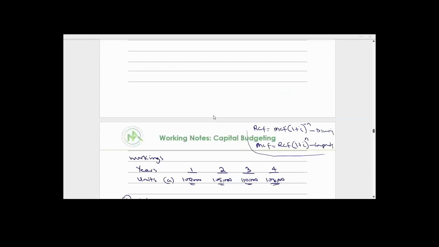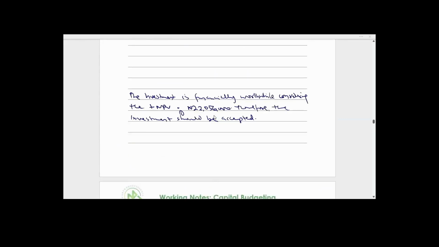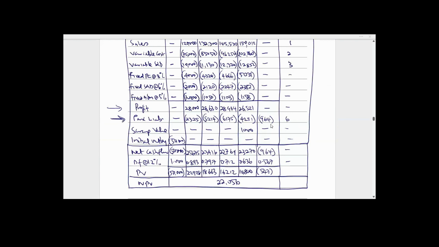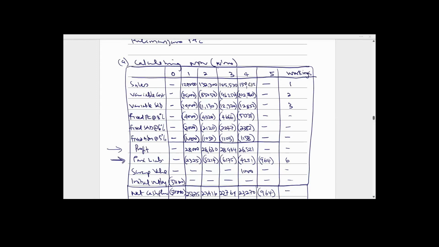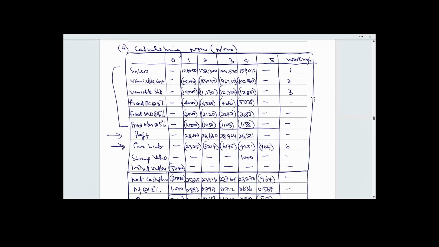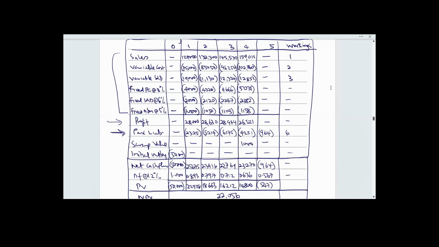Because when you look at, let me show you. Now, when you look at our calculation here, you will see that all the numbers you have here, from the sales up to fixed admin, are money cash flow. You have converted the real cash flow to the money cash flow. So they are now money cash flow. Do you get? Okay, sir. Any other question?